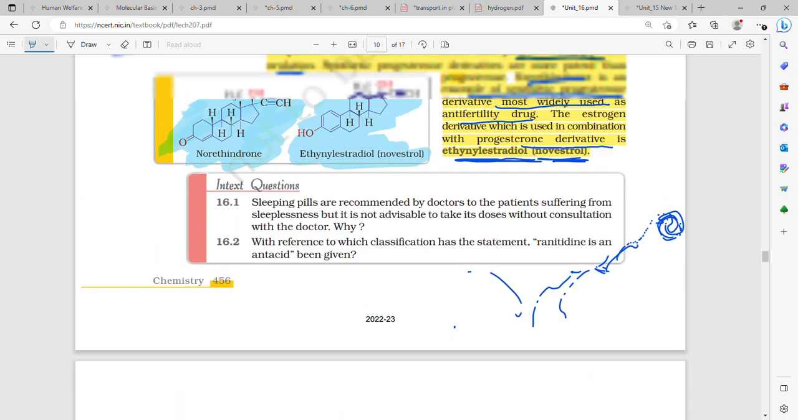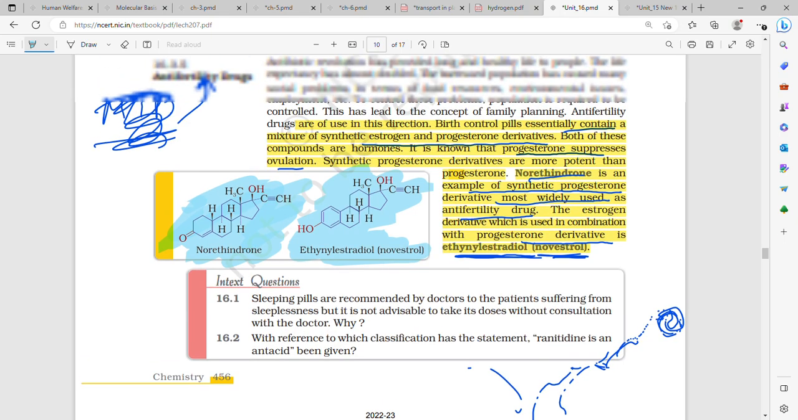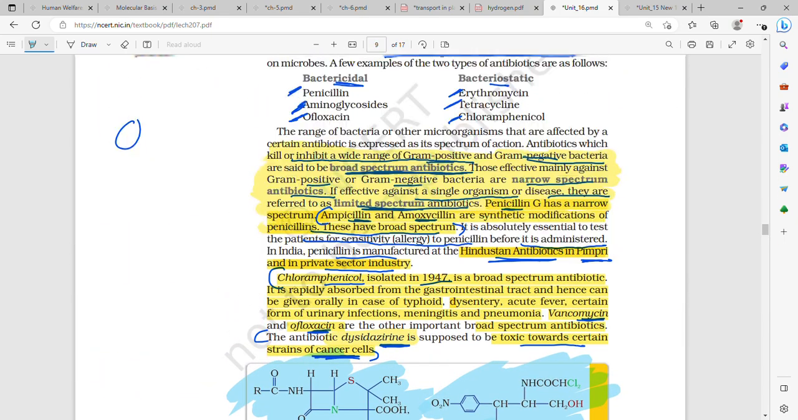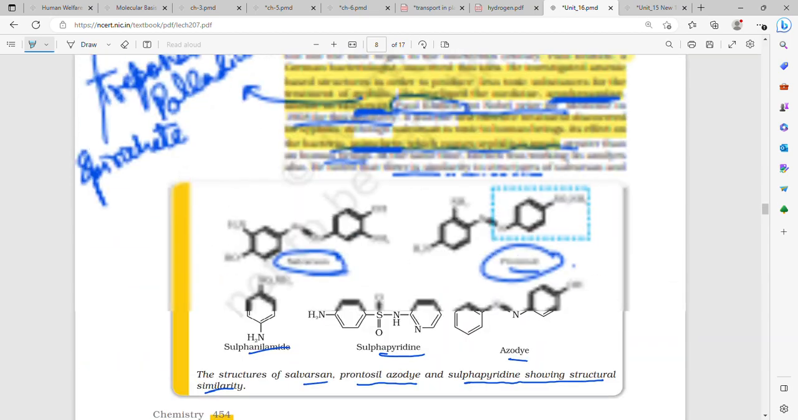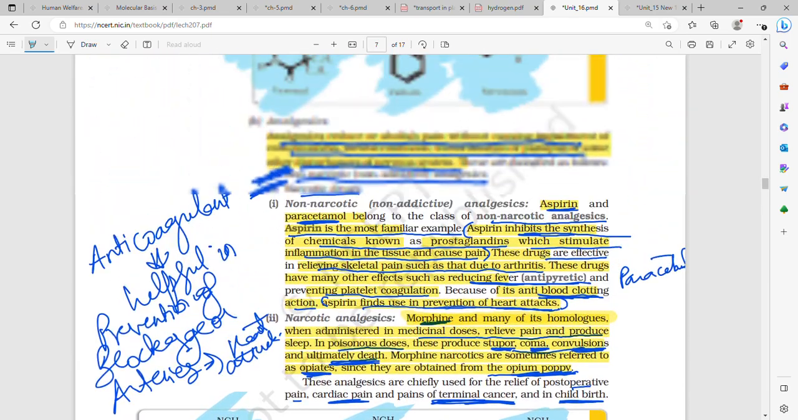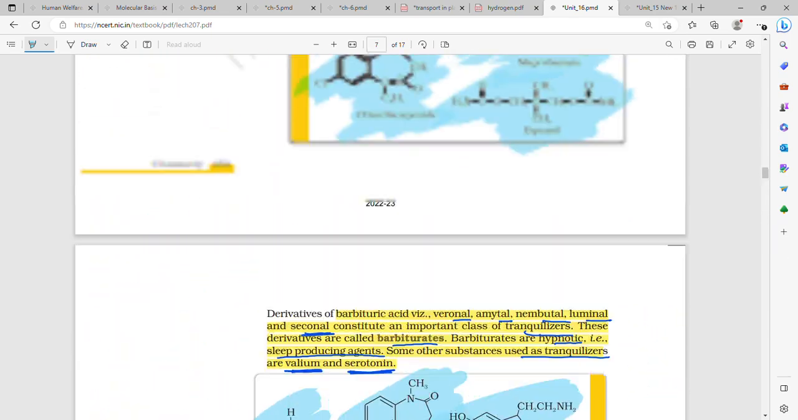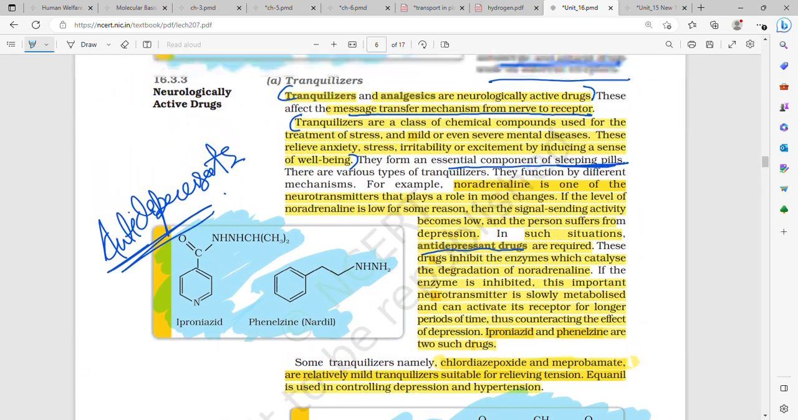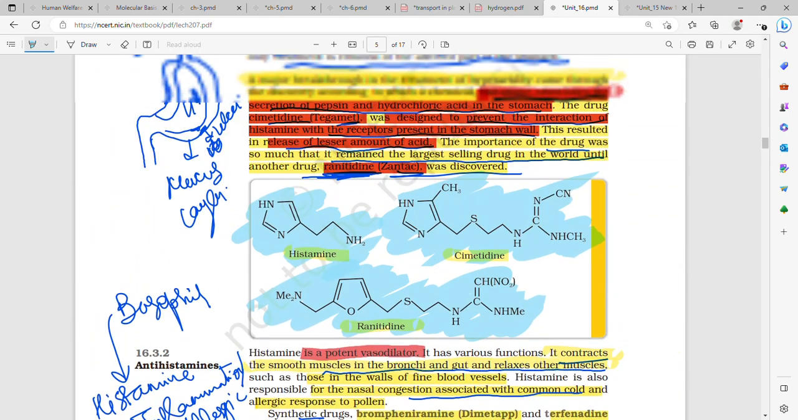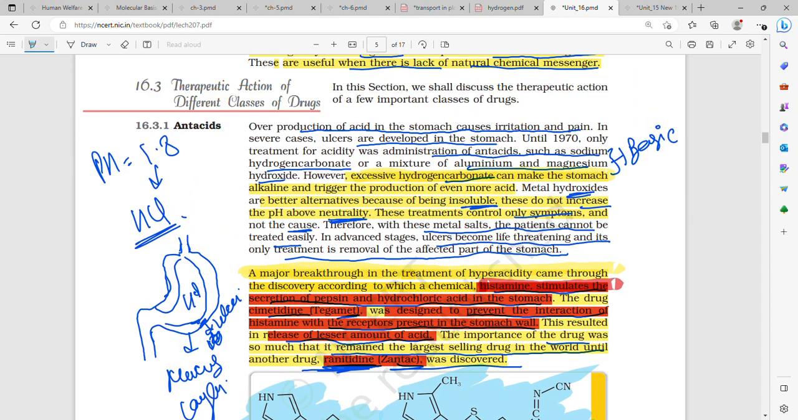With reference to which classification has the statement 'ranitidine is an antacid' been given? They work as antacids. On the basis of therapeutic action.